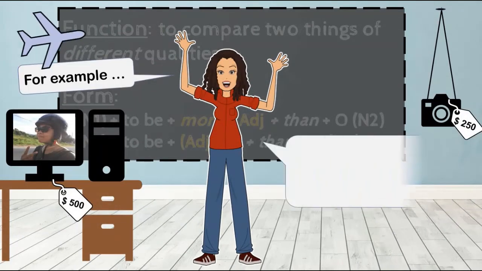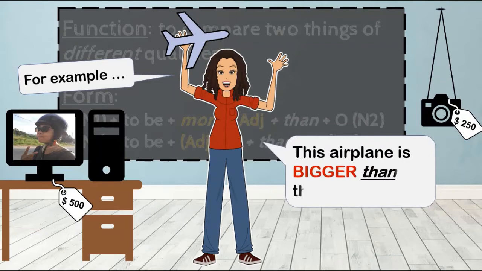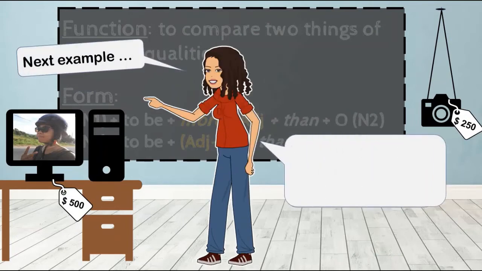Alright, the first example. This airplane is bigger than this red ant. As you can see, based on the size, the plane is bigger than the red ant. We can also say that the red ant is smaller than the airplane. They have different quality in size. Now let's go see the next example.